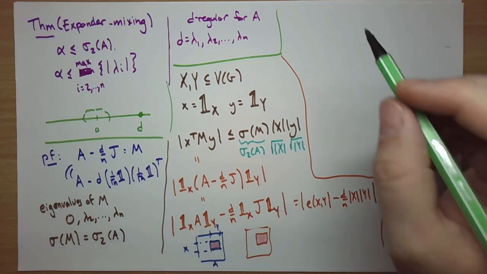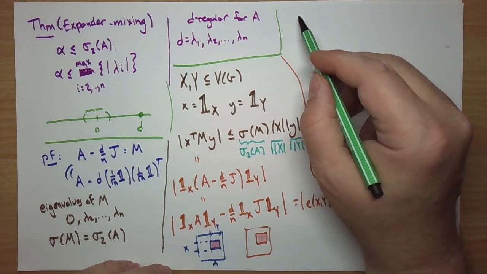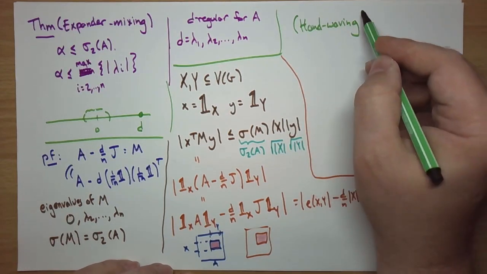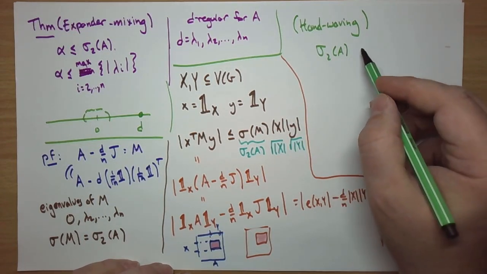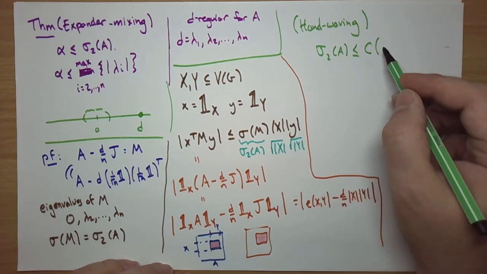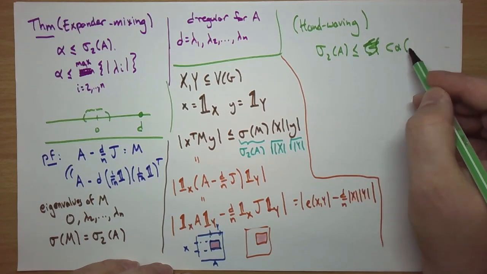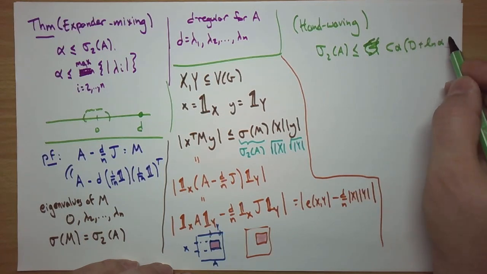So there's something along the lines of, and this is hand waving, so I'm not claiming that this is exactly right, sigma 2 of a is less than or equal to some constant alpha times some constant d plus log of alpha. Something like that.